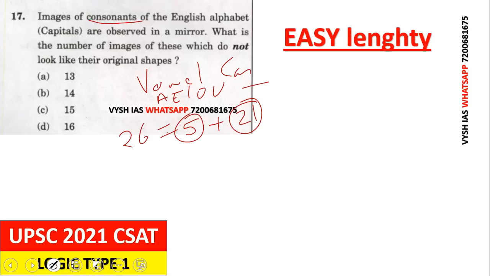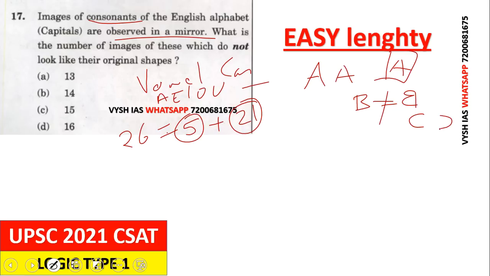Now, they're telling us to observe in the mirror. The letter A, if you keep a mirror next to it, will look like A only, because either way it looks the same. But B in the mirror will not look the same. C also will not look the same. So we want such letters which look the same. If you list them, these are the letters: A, H, I, M, O, T, U, V, W, X. Everything in the mirror will look the same.